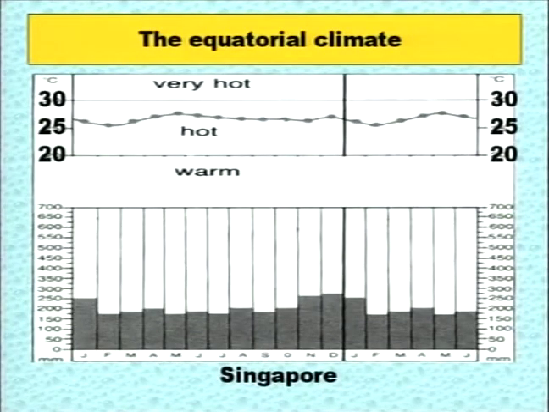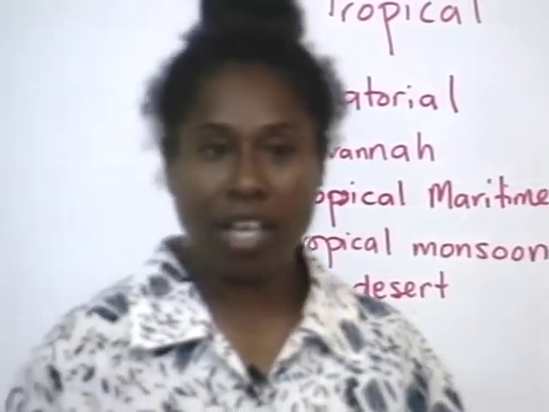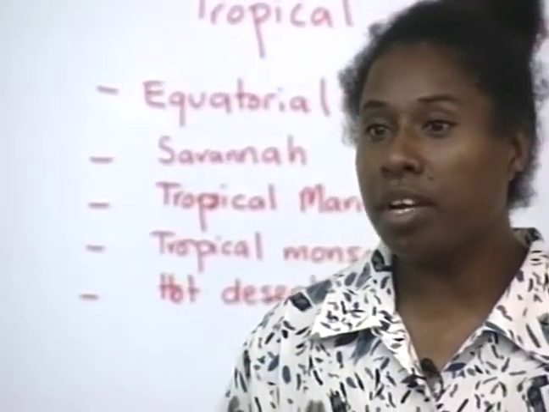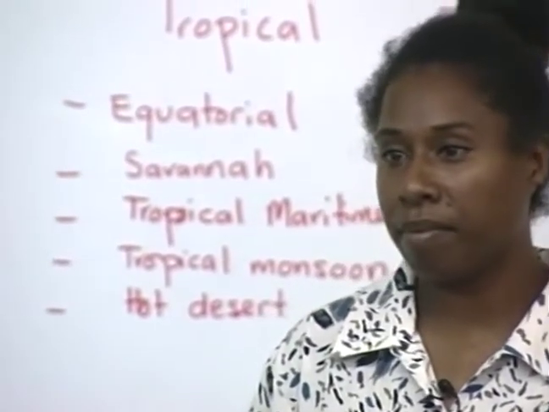Any questions on the climograph? Mason? No question? Okay, the two things that are important that you are able to pick up. Number one, location of this climate, the equatorial climate. And number two, the important characteristics that make up this particular climate type.